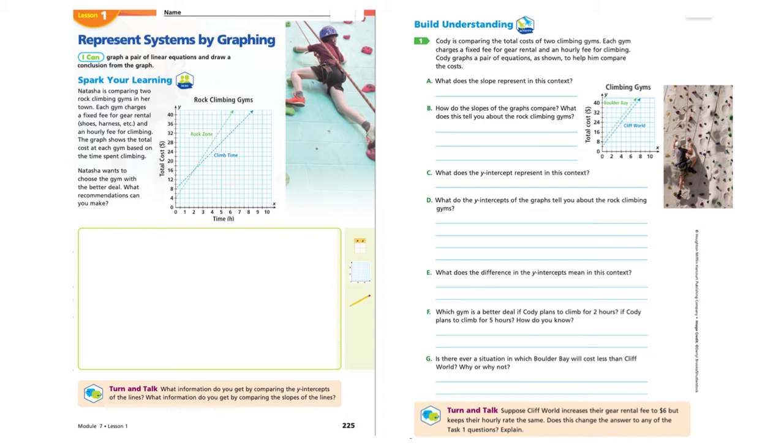So again, you want to really look at, here's the time, the total cost, where do they start, what's the y-intercept there, what's the slope of each line, where do the gyms intersect, what might that mean. So they're going to have you look at the graph, but they're also suggesting that you make a table. This turn and talk will actually help you with this one.